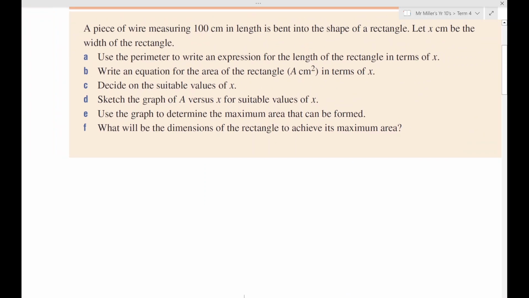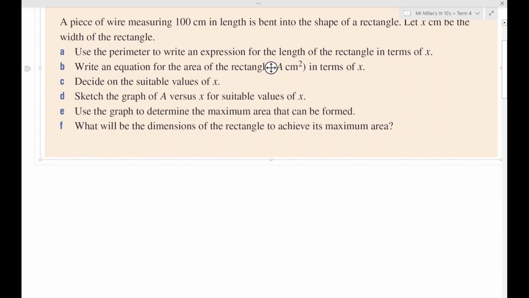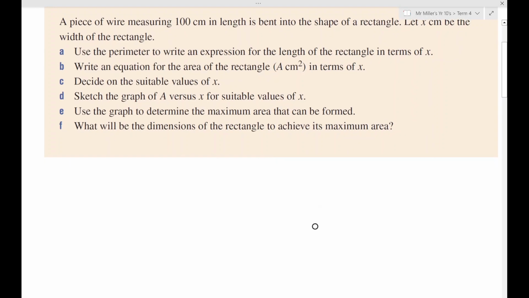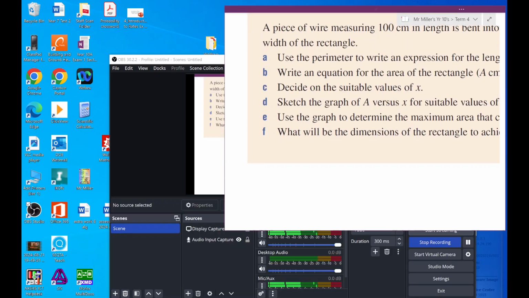Hey guys, let's look at an application of quadratic equations and sketching parabolas. A piece of wire measuring 100 centimeters in length is bent into the shape of a rectangle.